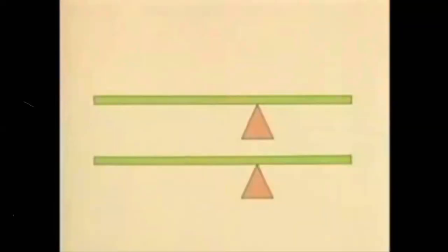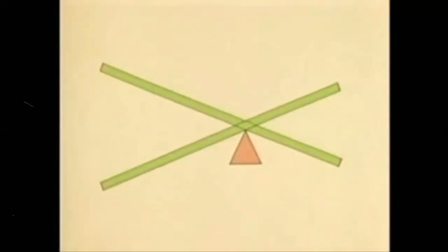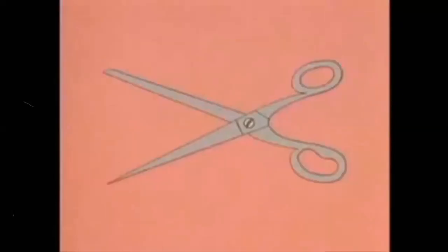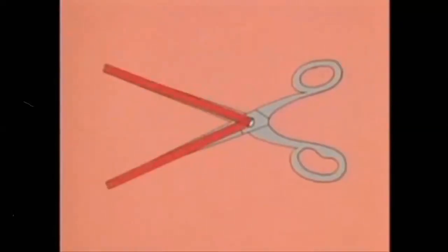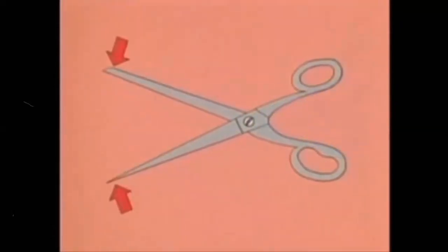Now, suppose you take two of these levers and join them this way. That's how the levers are in scissors. The screw is the fulcrum for both levers. In these scissors, the load arms are longer than the other arms. So the force the scissors cut with is smaller than the force you apply here.